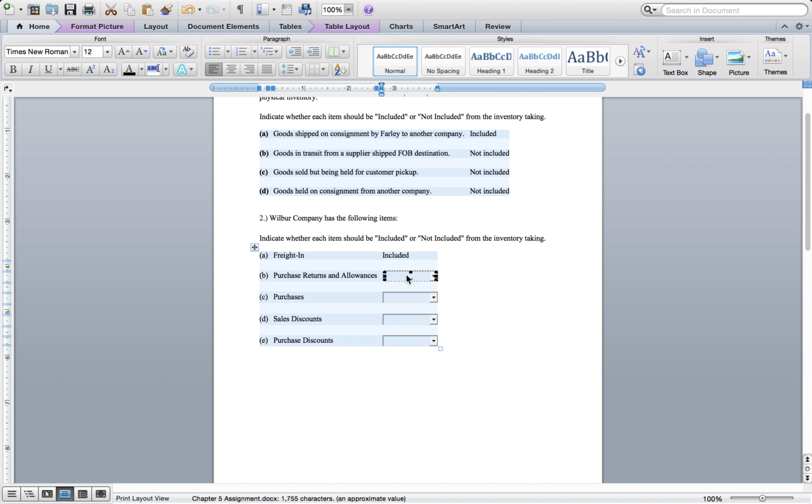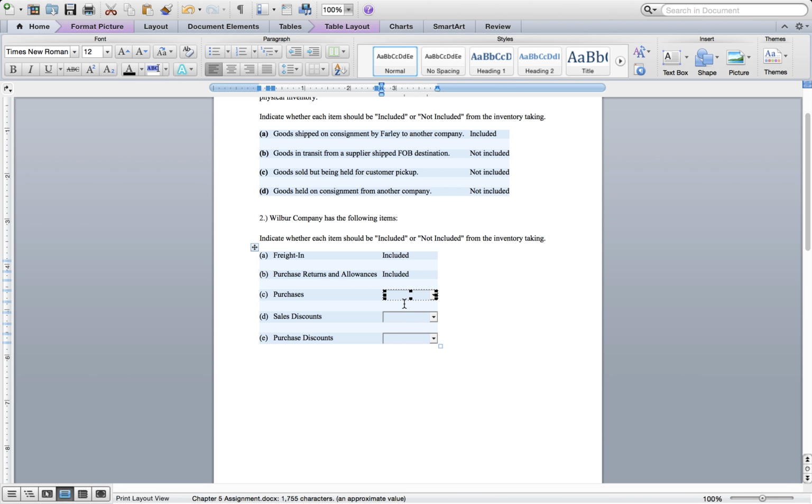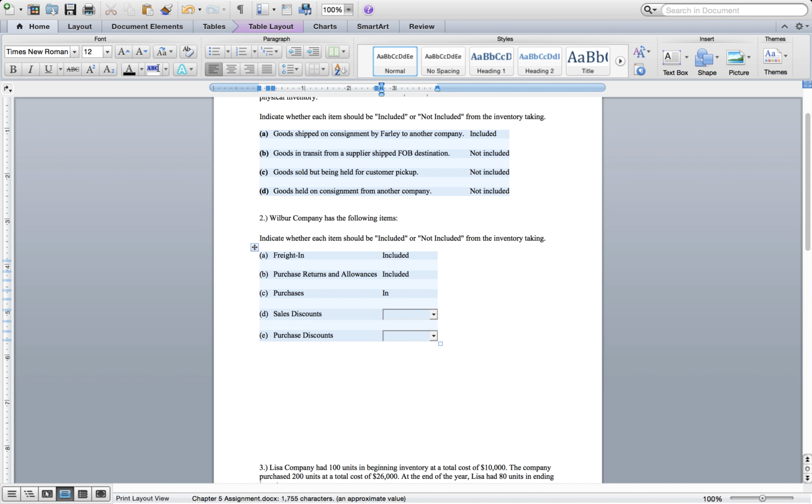Okay. Next one, purchase returns and allowances. That also should be included. Because as returns come and go, and you grant allowances, that affects your inventory taken. Okay. Next one would be purchases. Purchases, that is included. Because as you purchase goods, that affects your inventory count.